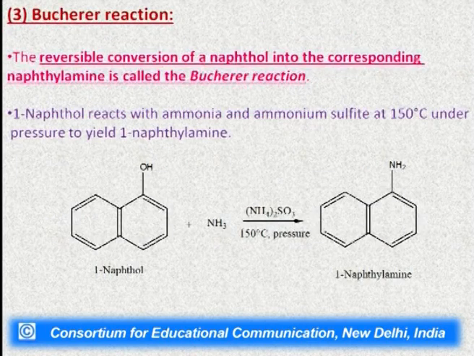Then comes the Bucherer's reaction. This Bucherer's reaction is a very important reaction since it is the reversible conversion of naphthol into the corresponding naphthylamine. We have shown in the preparation also that this naphthol can be prepared from the naphthylamine, so it is the reversible reaction of that preparation. We can prepare this naphthylamine on reaction of 1-naphthol with ammonia and ammonium sulphite at 150 degrees centigrade under pressure, and we will get here 1-naphthylamine.